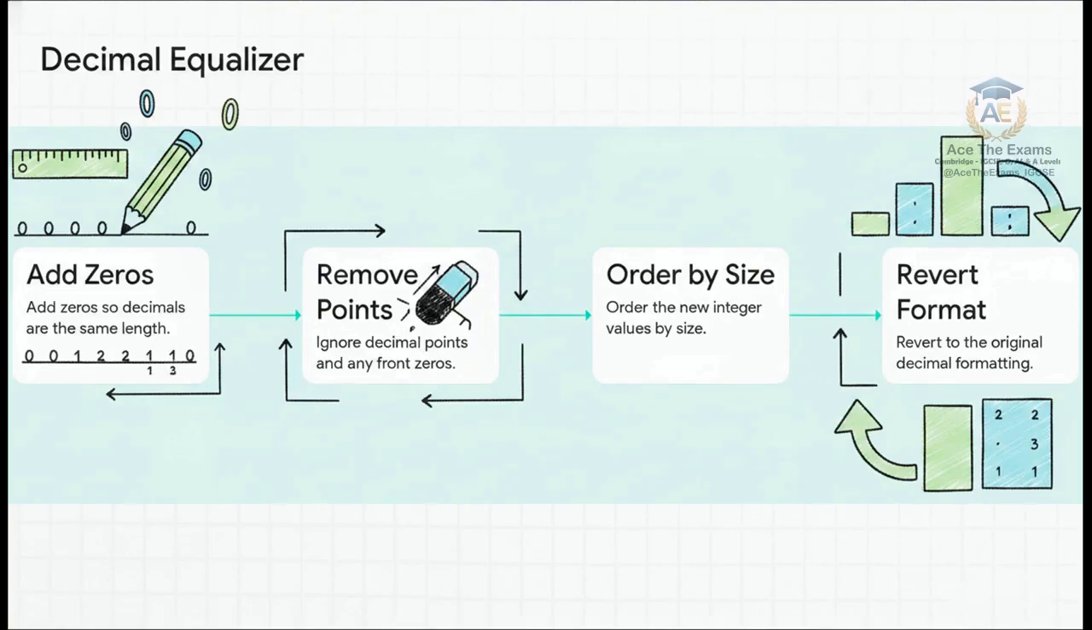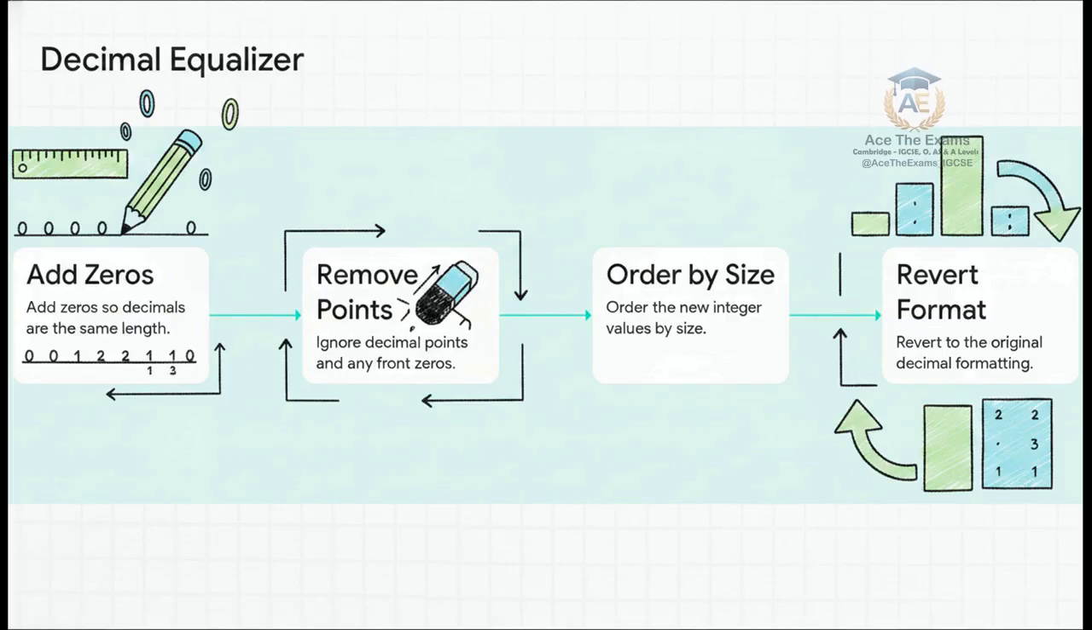To completely beat this illusion, we're going to use what the textbook describes as a zero padding exam hack. It's genius. Here are the steps. First, you just add zeros to the end of your shorter decimals so that every single number on your list has the exact same amount of digits after the decimal point.